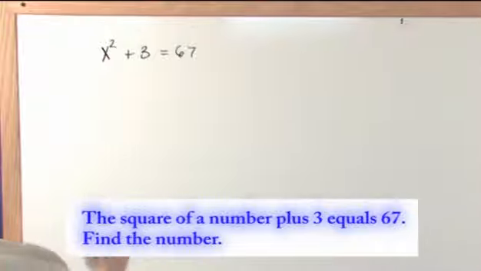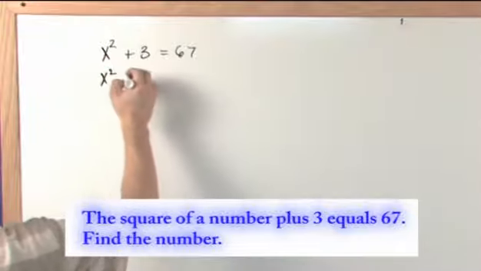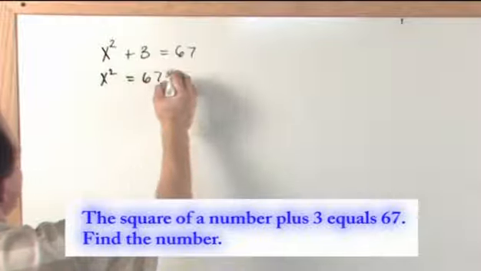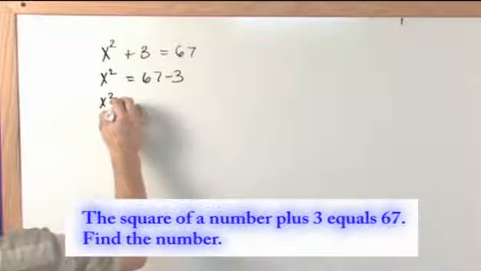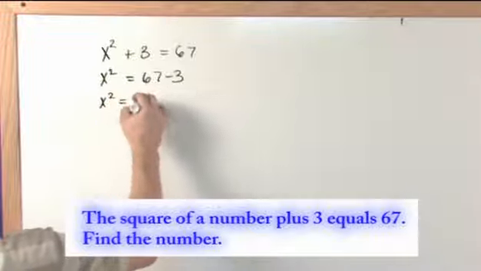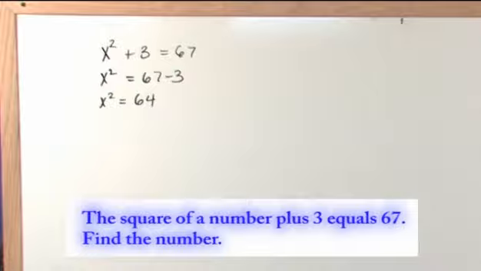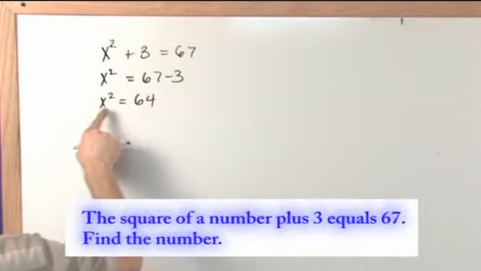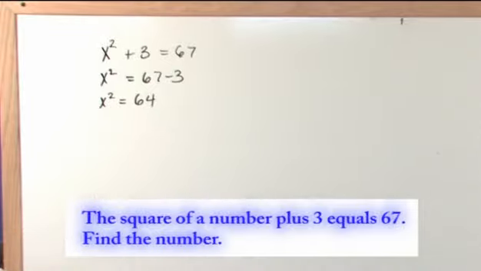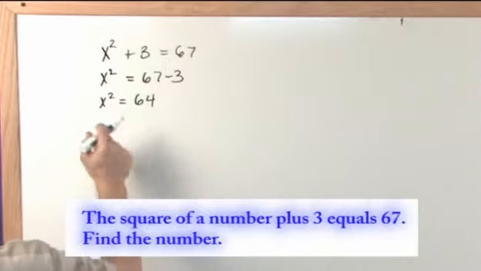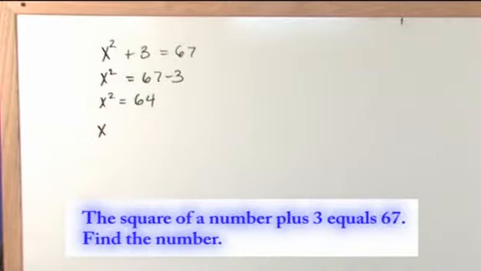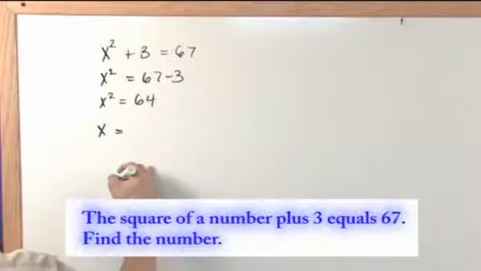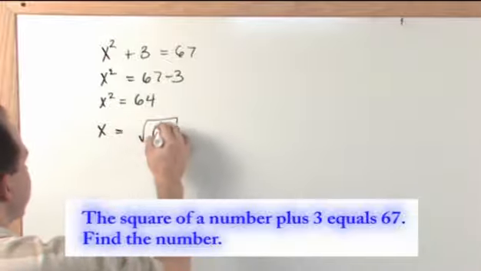Find the number. Well, the first thing we're going to do is get x squared by itself. So it's going to be 67 minus 3. We just subtract 3 from both sides. Okay, so x squared is going to be 67 minus 3, which is 64. Okay, and then in order to solve this, we're going to end up taking the square root of both sides of this equation. The square root of a square is just simply itself. So we're going to have x on the left is going to equal square root of 64.